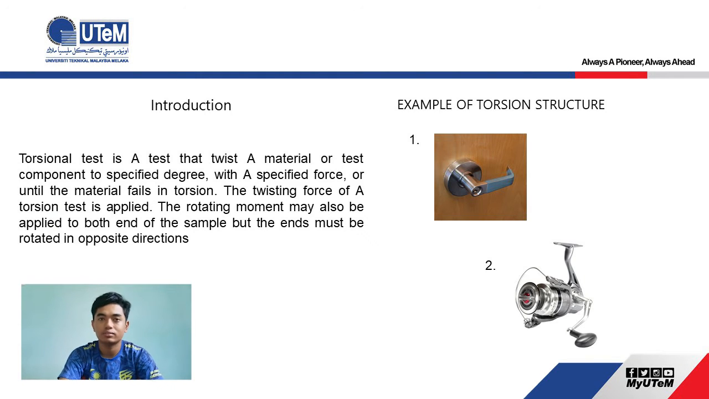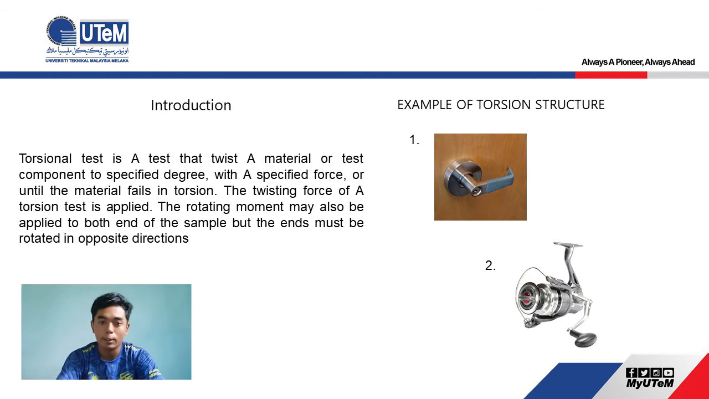For your information, a torsional test is a test that twists a material or test component to a specified degree with a specified force, or until the material fails in torsion. The twisting force of a torsion test is applied. The rotary moment may also be applied to both ends of the sample, but the ends must be rotated in opposite directions.